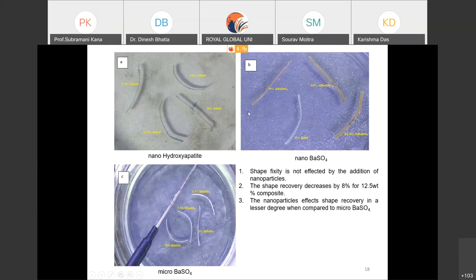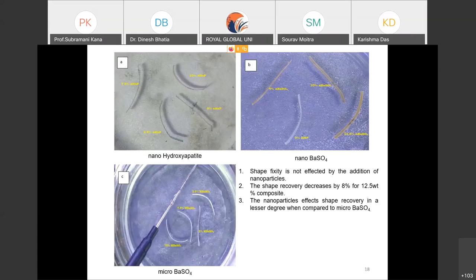Okay, it is not 100% recovery that was obtained. Still, if it meets our requirement, then it is fine. What we noticed is that the shape fixity was not affected by the addition of nanoparticles, whether hydroxyapatite or nanobarium sulfate. And the shape recovery was reduced by 8% if we use 12.5%. Otherwise, the rest of the things are working.